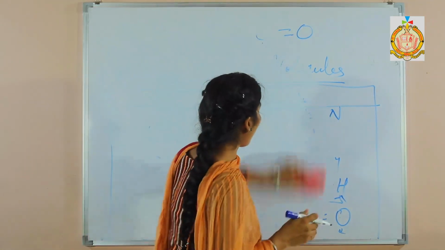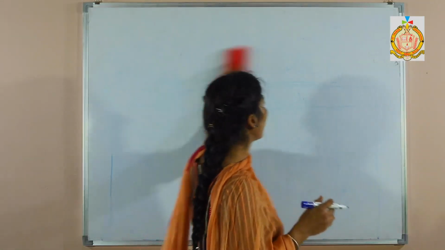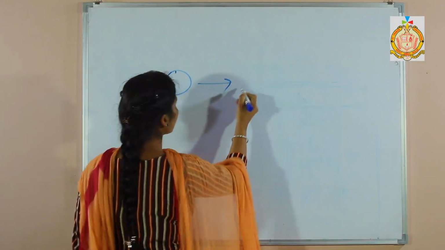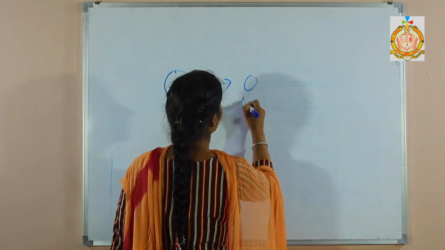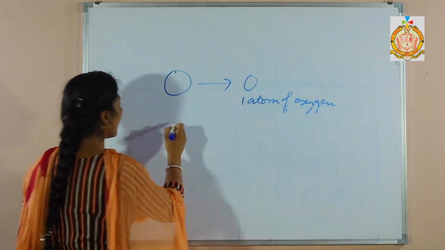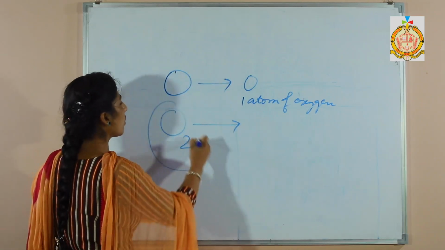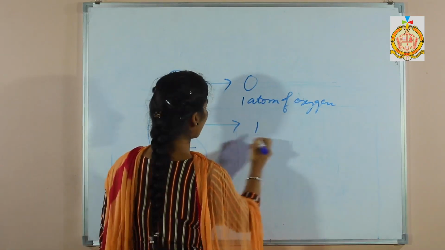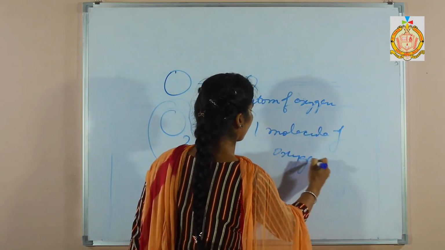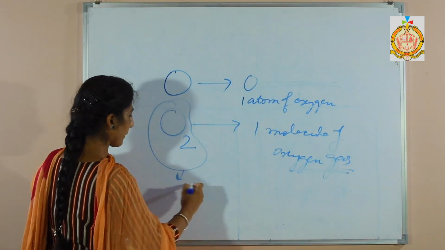Students, the symbol of an element represents one atom of the element. For example, oxygen. The symbol of oxygen is O, and this represents one atom of oxygen. And the chemical formula of oxygen gas represents one molecule of oxygen gas. So, this is the chemical formula.